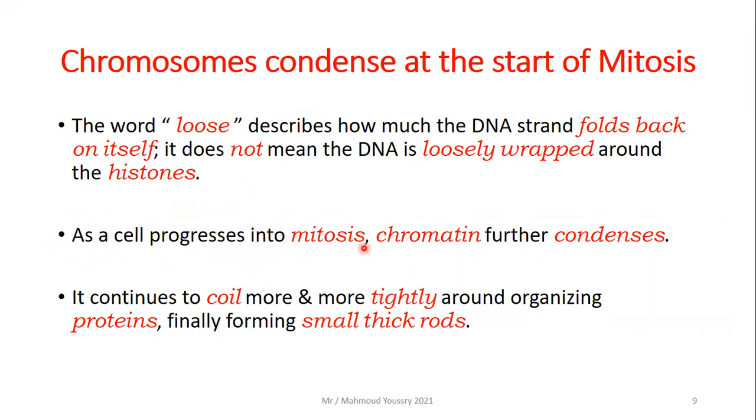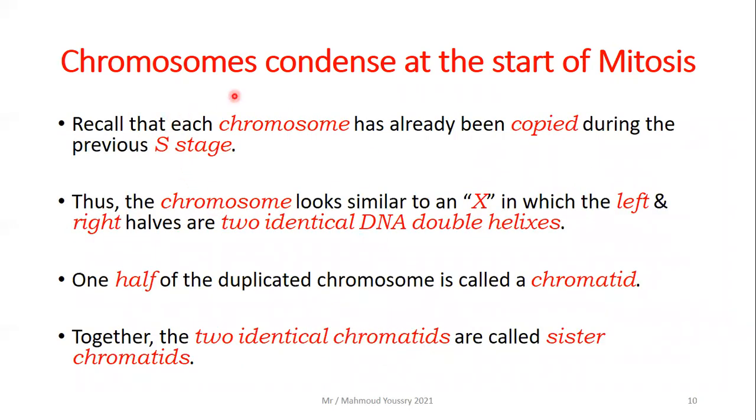As a cell progresses into mitosis, chromatin further condenses, more and more. It continues to coil more and more tightly around the organizing proteins, finally forming small, thick rods. Recall that each chromosome has already been copied during the S stage, the synthesis. So the chromosome looks similar to the letter X, in which the left and right halves are two identical DNA double helixes. One half of the duplicated chromosome is called a chromatid.